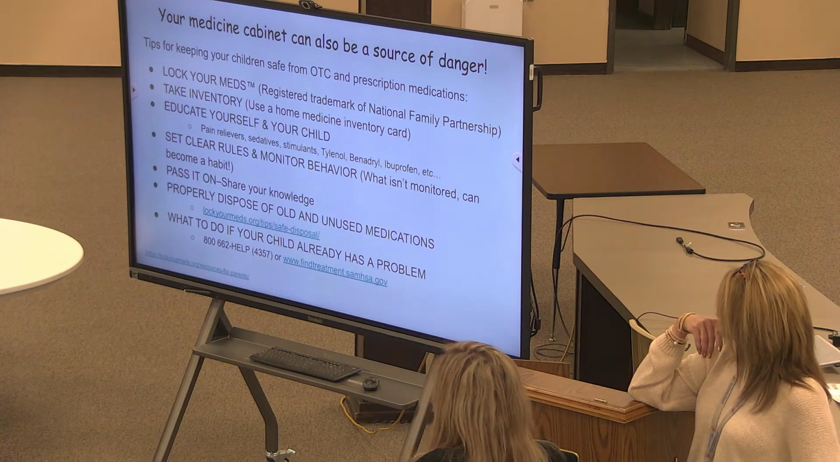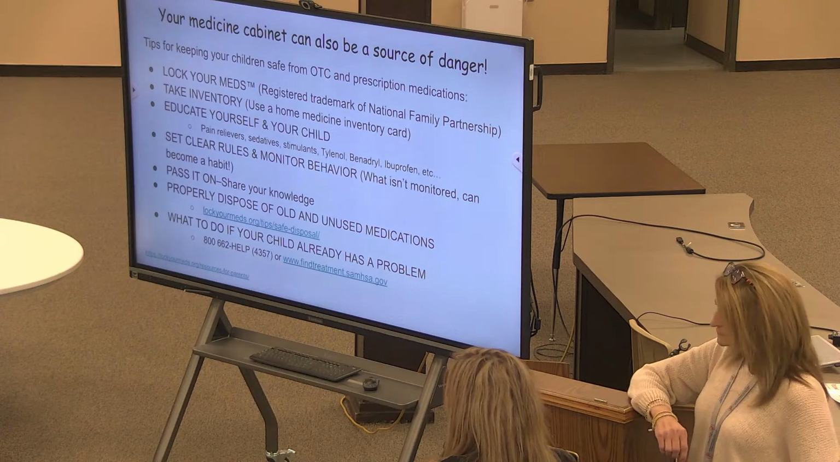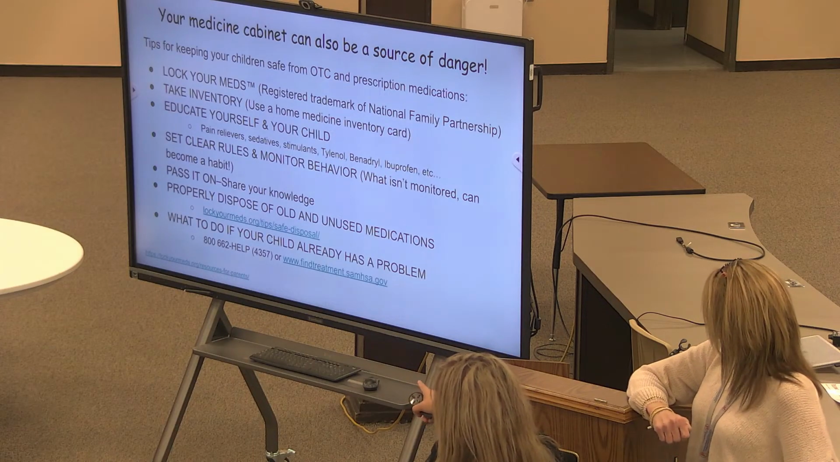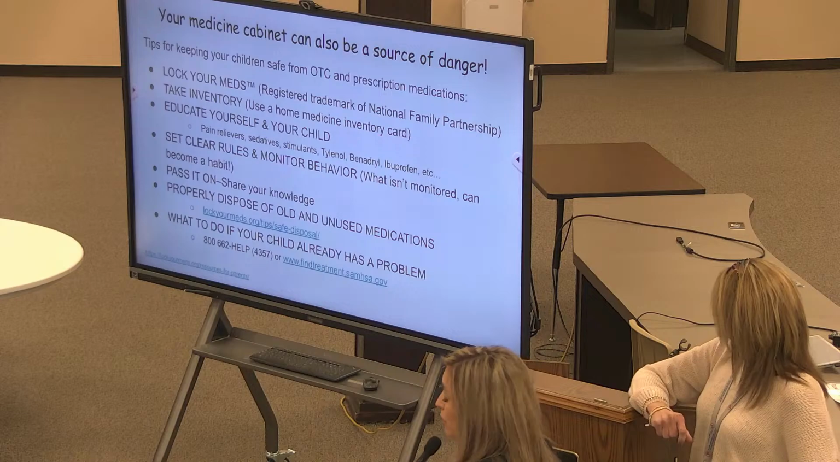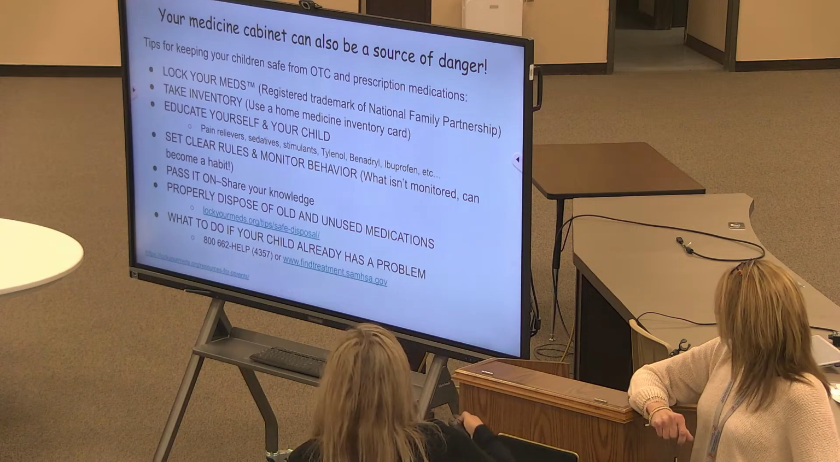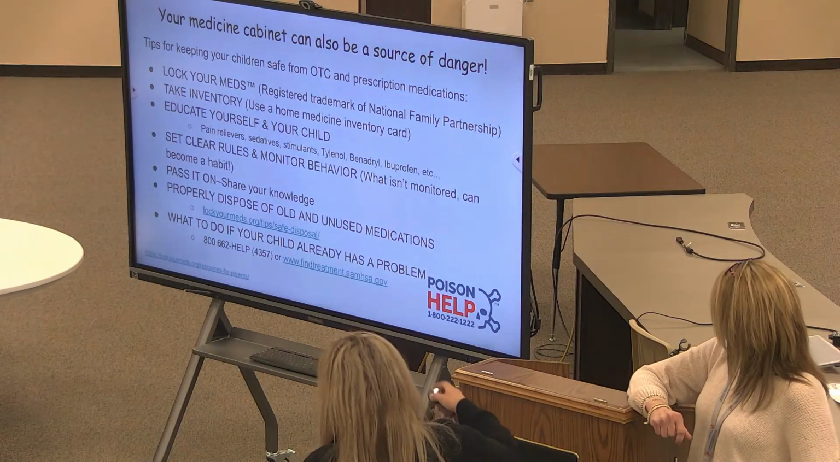What to do if your child already has a problem. There's a 1-800 number and there's a link as well. And there's the poison help 1-800 number.